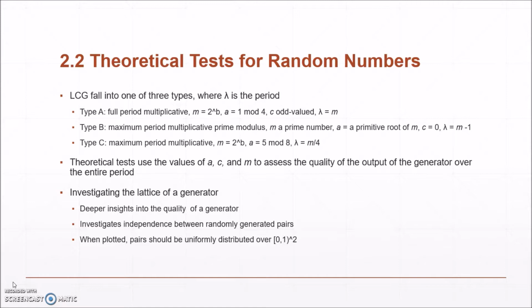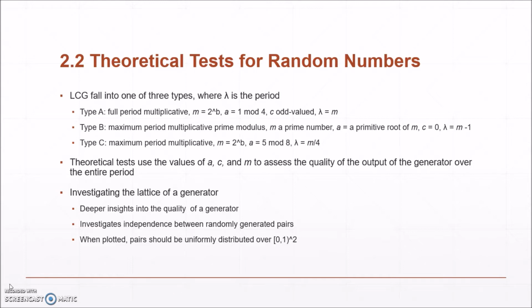Now, as you've seen, these three theoretical tests, or the three tests that we've looked at, use the values of a, c, and m to assess the quality of the output of the generator over the entire period. As you can tell above, m, a, and c are typically different, and what they'll get is a different period.